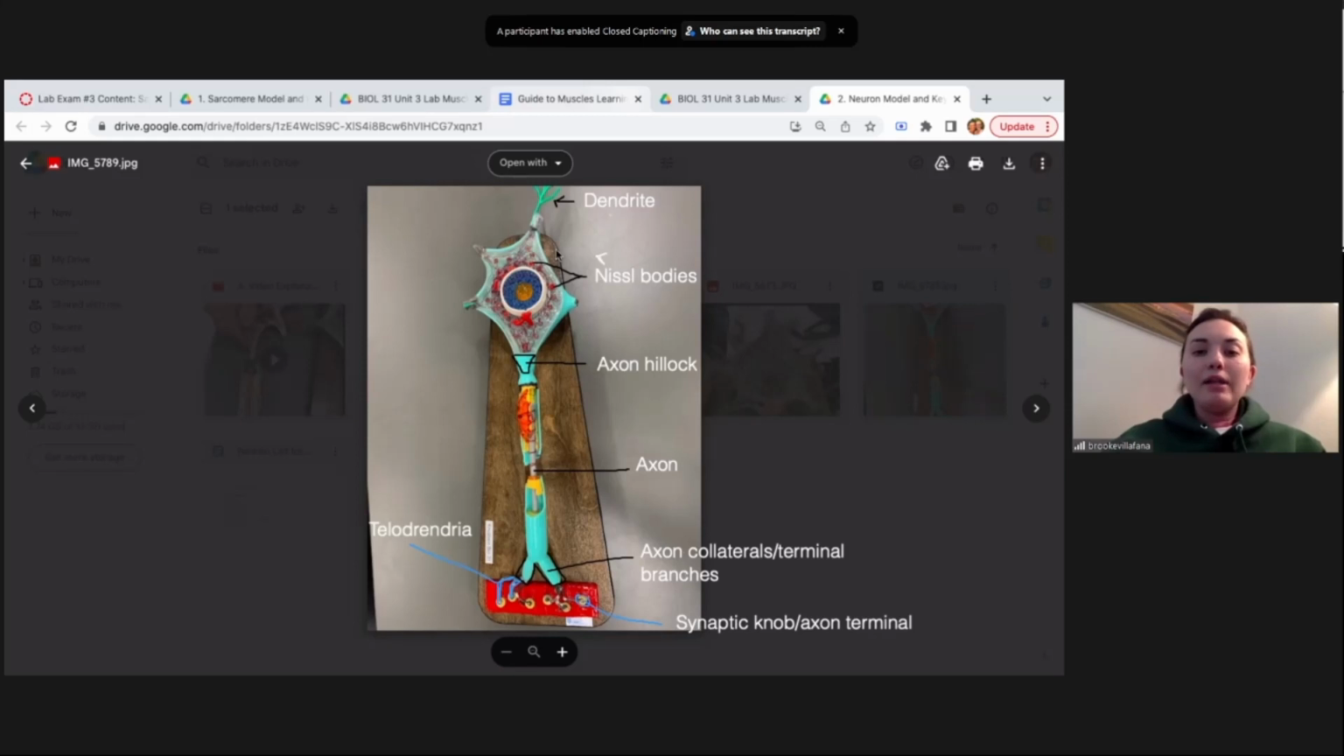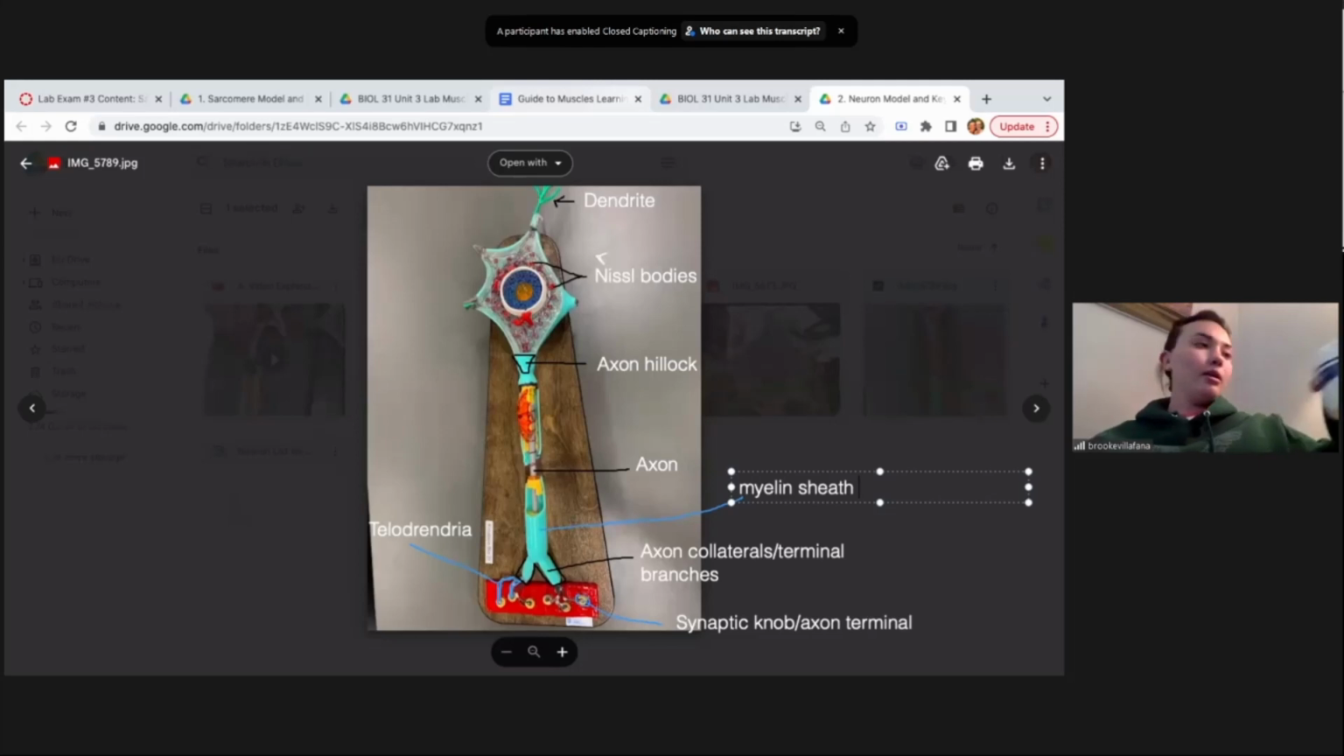You can see myelin sheath on this model, and we could test you on myelin sheath, but we're not going to test you on nodes of Ranvier because it's kind of too hard to tell on here. Myelin sheath. Okay. Any questions there?